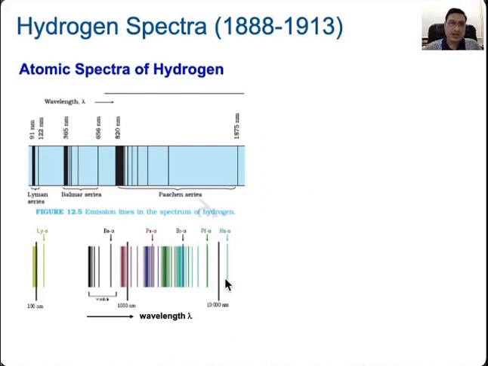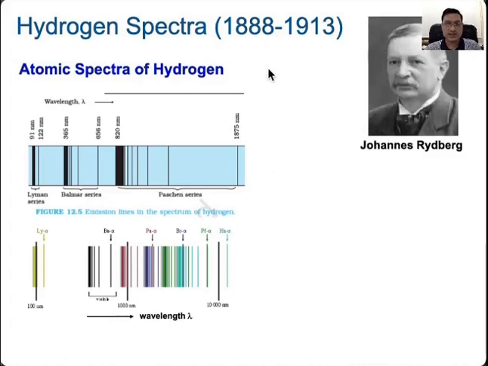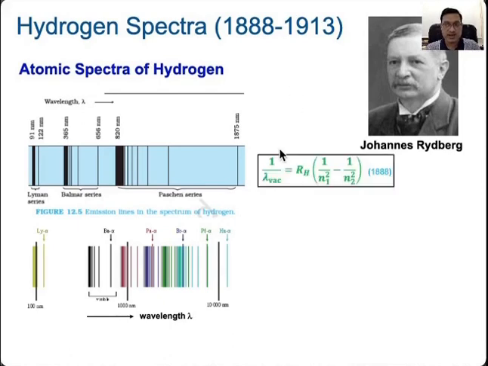The first question at that time was why the lines are discrete, why we are not seeing a continuous spectrum. That was a big puzzle around 1880, 1890, and so on. The first tentative explanation was given by Johannes Rydberg, and he gave a very hand-waving or empirical formula, and he said that the wavelength of a particular line is related to these two quantities, n1 and n2.